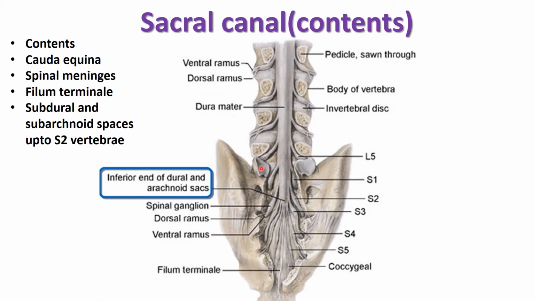The contents of the sacral canal are the cauda equina, spinal meninges, the subarachnoid and subdural spaces up to the second sacral vertebra, and the filum terminale as the continuation of the pia mater.